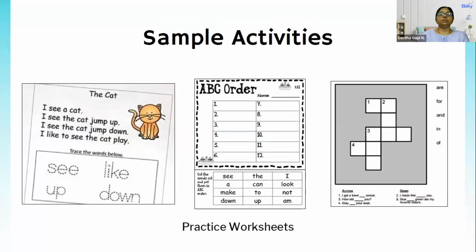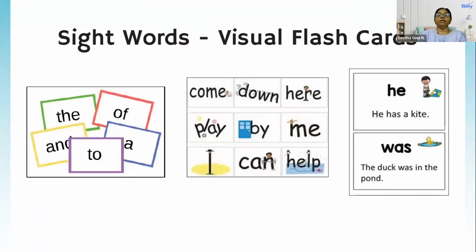Word searches, putting words in alphabetical order, jigsaw, crossword kind of activities, visualizing words where the words are picturized in a way that gives out the meaning of the word. For example, in the middle, you find where it says down, the word is sliding down. Where it says help, somebody is crying for help from the drowning water.